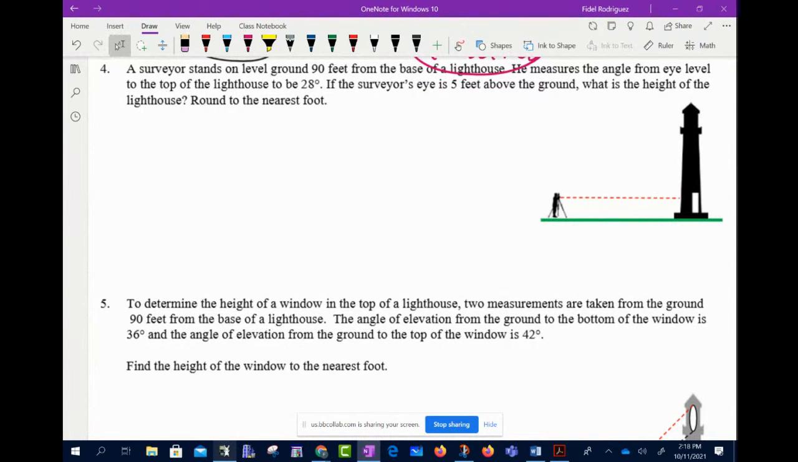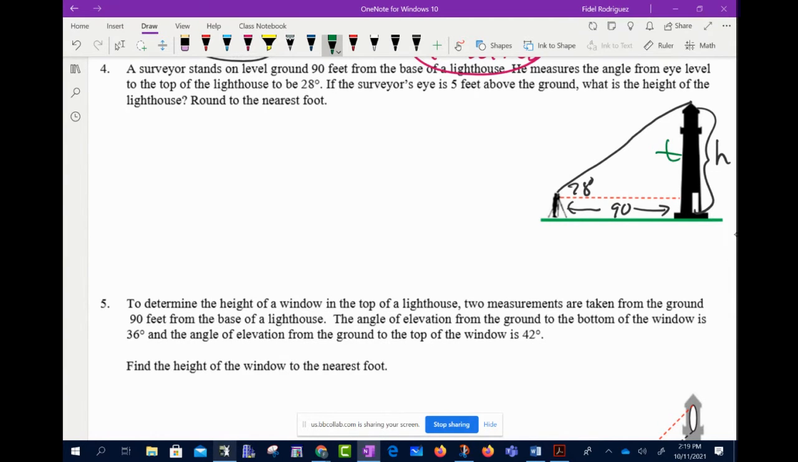Okay, so let's see what's going on here. We got something like this. We know that this angle is 28 degrees. We know that this distance from here to here is 90 feet. We are trying to find the height of the lighthouse. So we're trying to find this whole distance right here. Let's call it H. Okay, but let's pick a different letter.